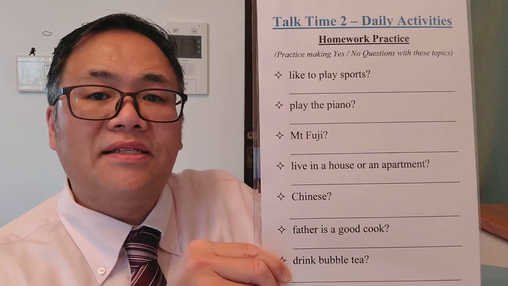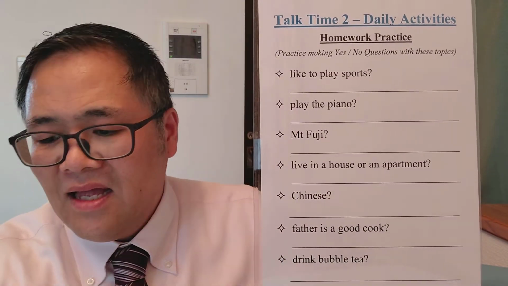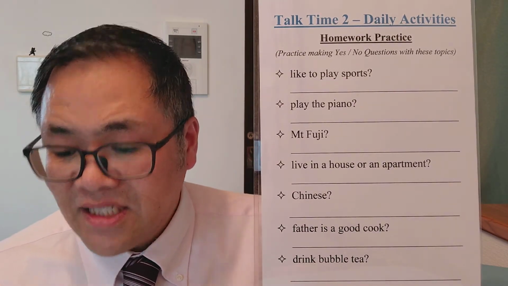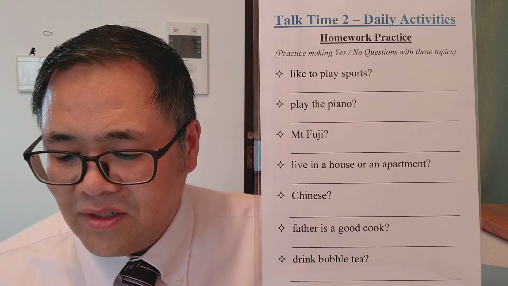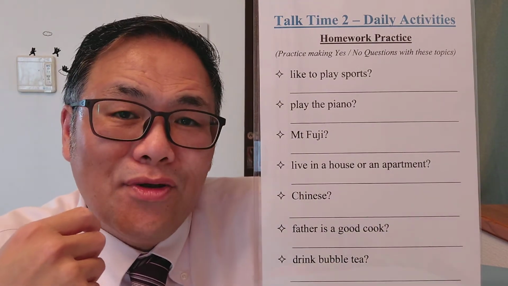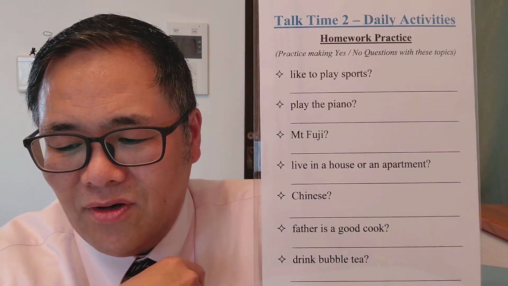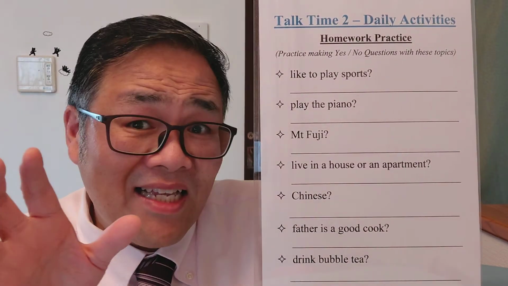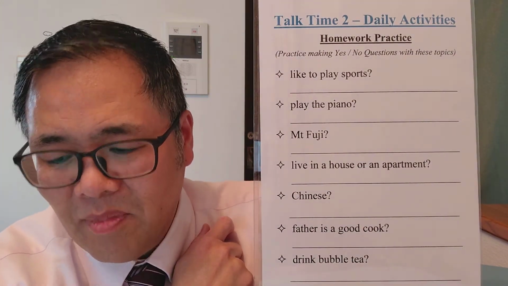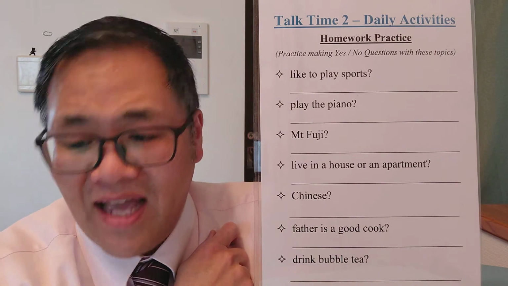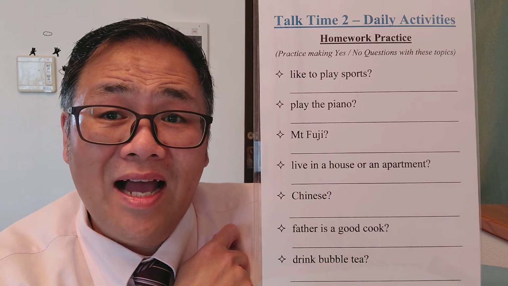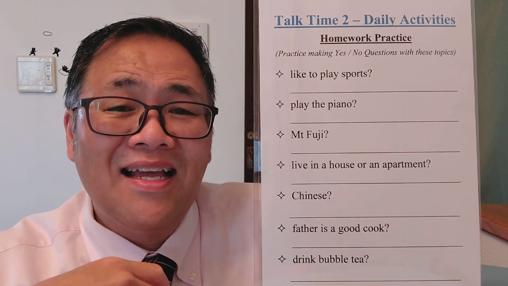I've given you a list of topics here. Like to play sports, play the piano, Mount Fuji, live in a house or an apartment, Chinese, father is a good cook, drink bubble tea. Please try to make yes and no questions with these topics. Remember using do, does, is, are, can. Bubble tea, another name is tapioca.